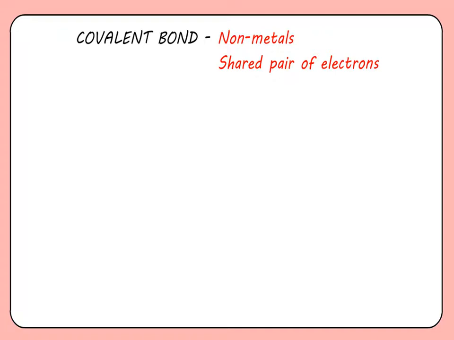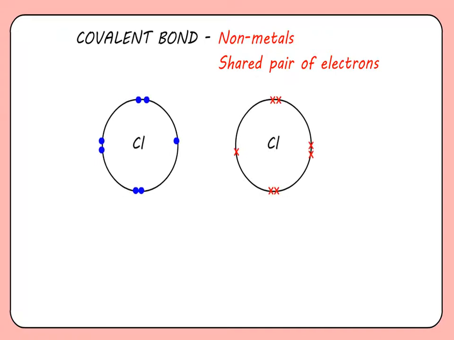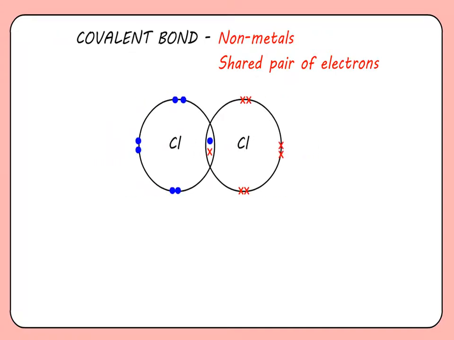For example, when 2 chlorine atoms combine to form a chlorine molecule, the 2 atoms achieve an octet by sharing a pair of electrons. In dot and cross diagrams, you need only draw the outer shell. We can simplify covalent bonding by drawing a single line to represent a shared pair of electrons.